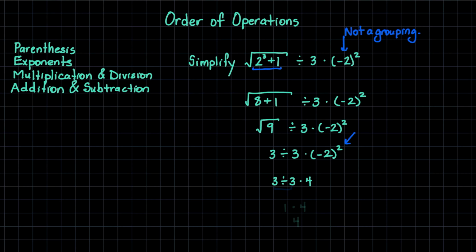Now I'm left with division and multiplication, which I perform left to right. Whichever I see first, I perform first. So 3 divided by 3 is 1 times 4, and 1 times 4 is 4. And that completes that expression.